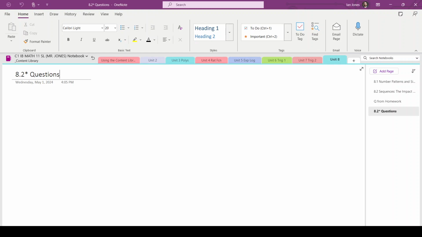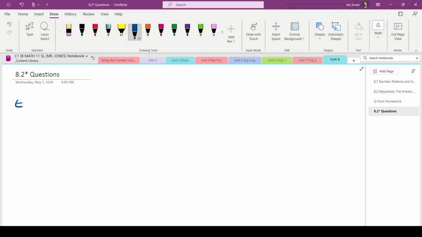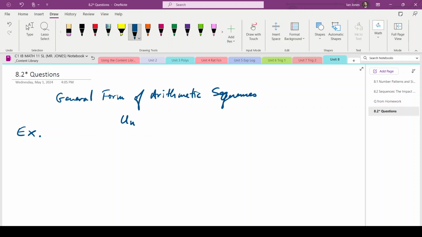Okay, so first of all, two questions where we're looking for the general form where U1 is unknown. Quick review. We have a general form of arithmetic sequences and a general form of geometric. So the general form of arithmetic sequences is that the general term is the first term plus the common difference times n minus 1.